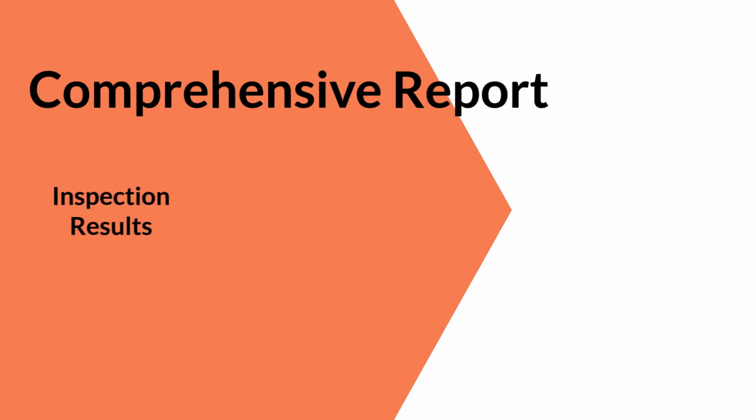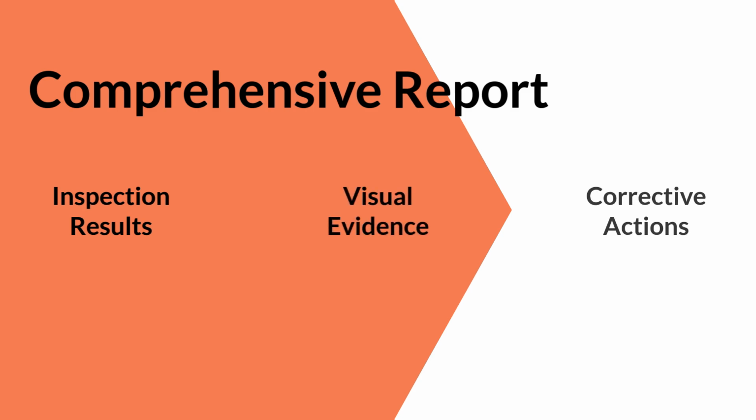Comprehensive reporting. Once inspection is complete, eAuditor generates detailed reports including inspection results overview, visual evidence with photos and notes, list of corrective actions and assignments, compliance status summary. Distribution options: export in PDF, Word or CSV formats, automatically share with relevant personnel, schedule follow-up inspections.